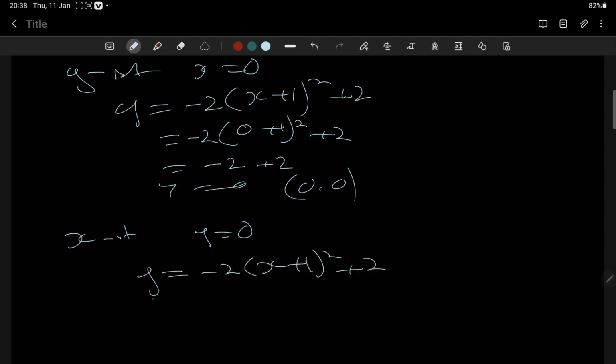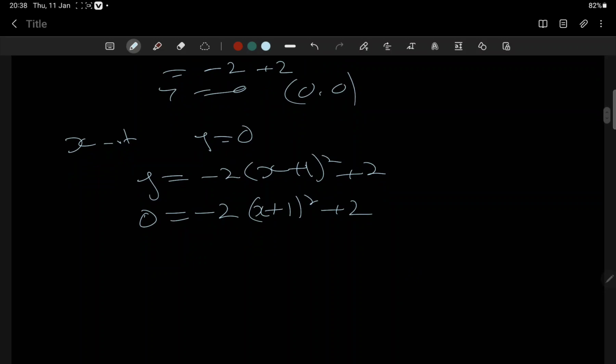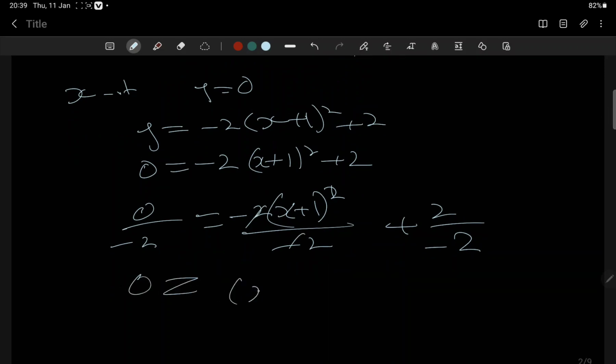So 0 equals negative 2 into (x plus 1) squared plus 2. Copy the question, right? Then let's solve for x. Now we can divide the whole equation by negative 2. So we get 0 over negative 2 equals negative 2 (x plus 1) squared over negative 2 plus 2 over negative 2. Then the left side is 0. Cancel out, you have (x plus 1) squared, then 2 divided by negative 2 is negative 1.